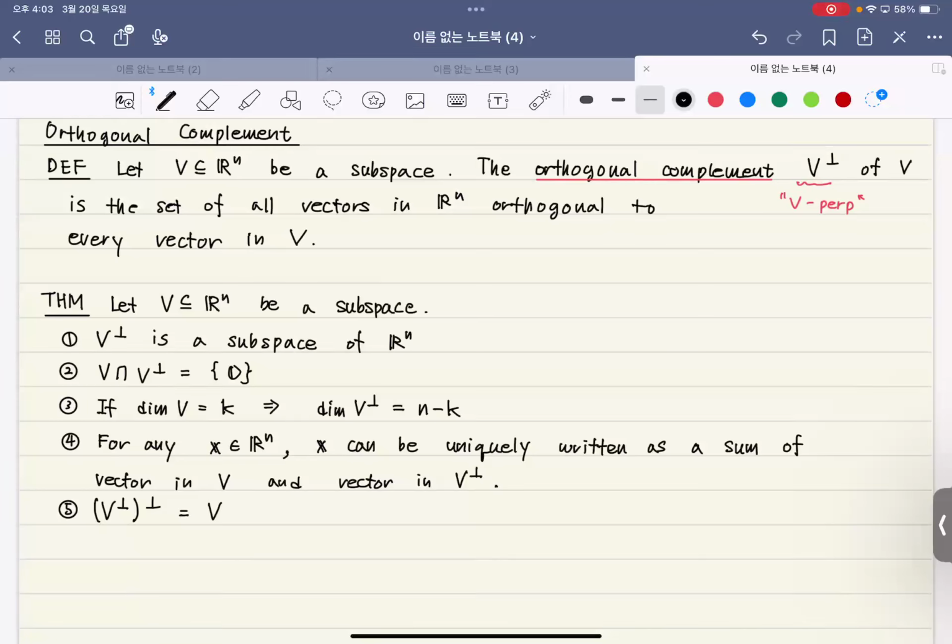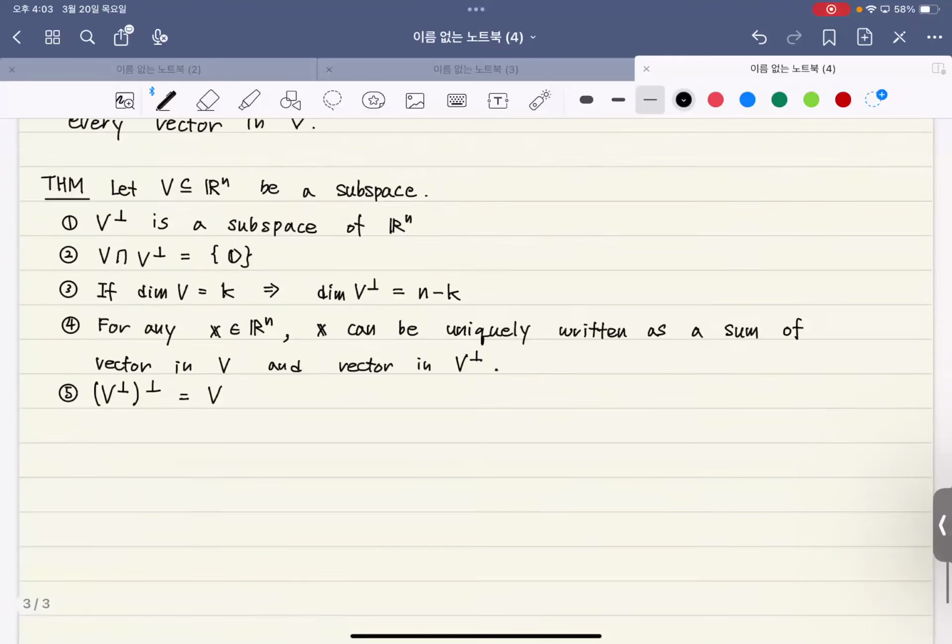All right. So today I will try to prove all these 5 statements, propositions.